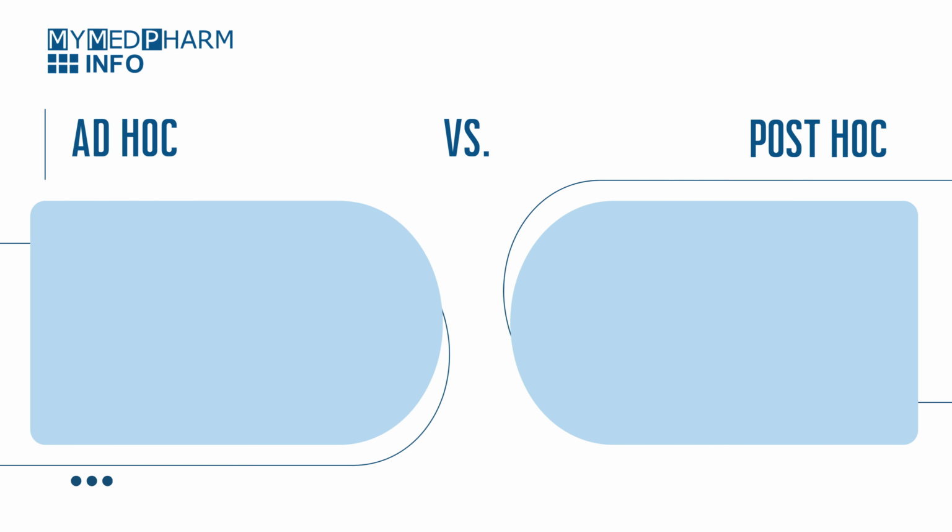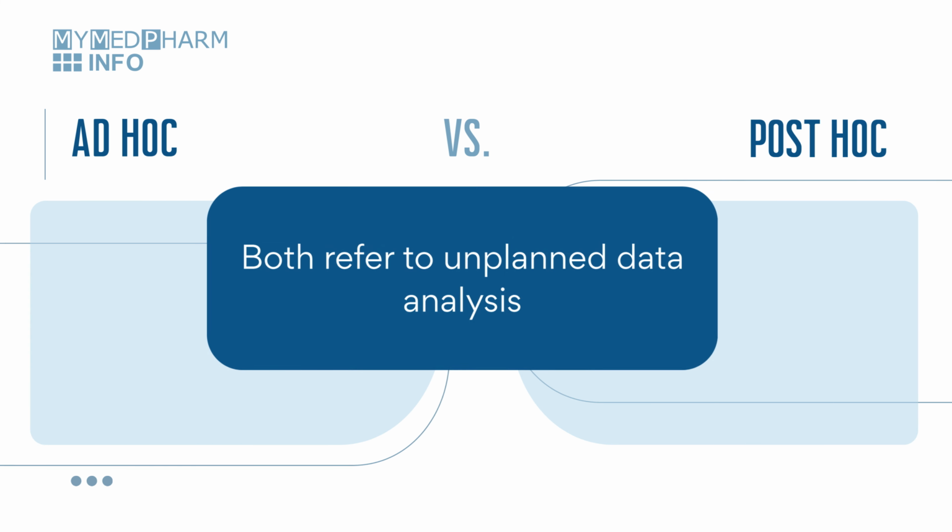There are so many Latin terms in medicine. And if you don't have a medical degree that usually comes with a couple of semesters studying Latin, you might find it hard to remember them all. In clinical trials, the terms ad hoc and post hoc are used to refer to data analysis. Both refer to unplanned analysis, conducted after unblinding or database lock to guide further research or generate hypotheses.